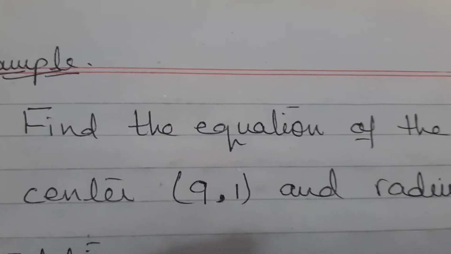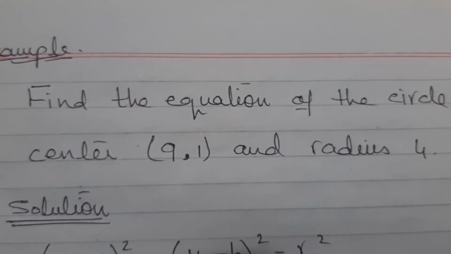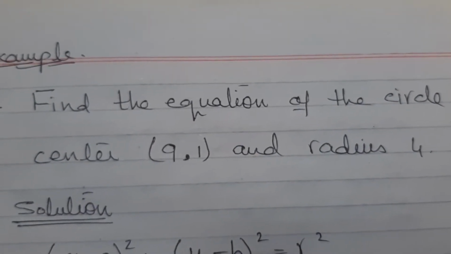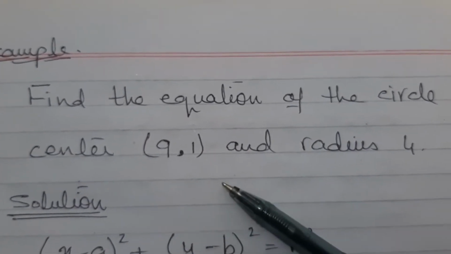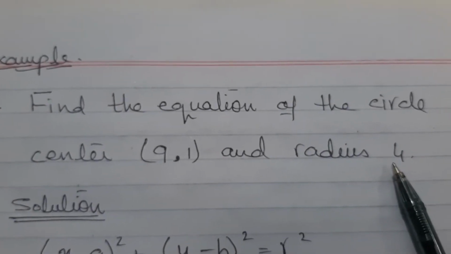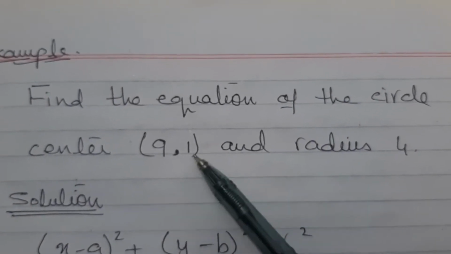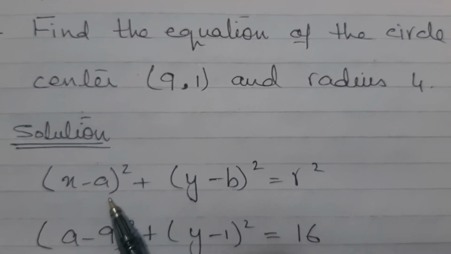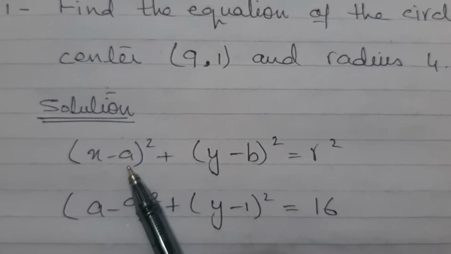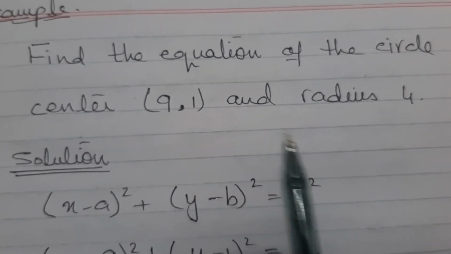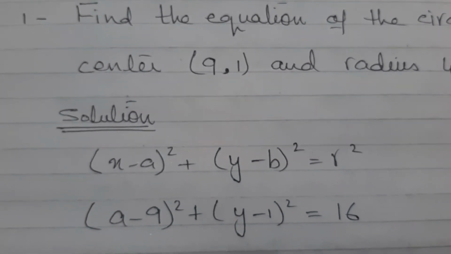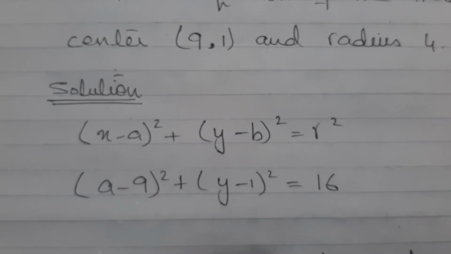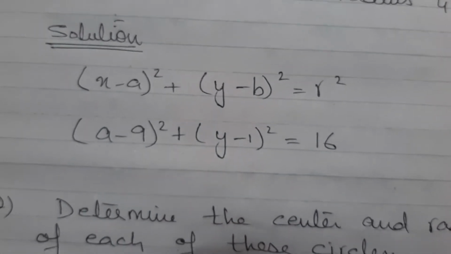So let's see the first example. Find the equation of the circle which has a center (9, 1) and radius r, which is 4. So it is very simple. Center is given to you, radius is given to you. So simply in this form, I will substitute in place of a, 9 and in place of b, 1. And my r will be 4². And I can leave this equation in this form.